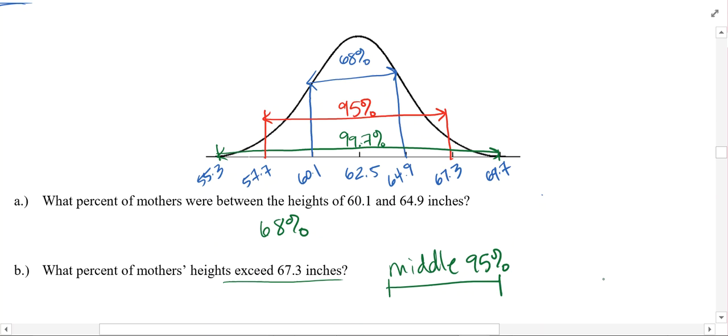Well, by definition, this is a density curve, so we know that the whole area under the curve is going to be 100%. If this is the middle 95, there's 5% left over, and then we have to split it between the two sides, meaning there's 2.5% on each side. Going this way there's 2.5%, and going this way there's 2.5% to get to 100%. So what percent of mothers' heights exceed 67.3? That's going to be 2.5%.